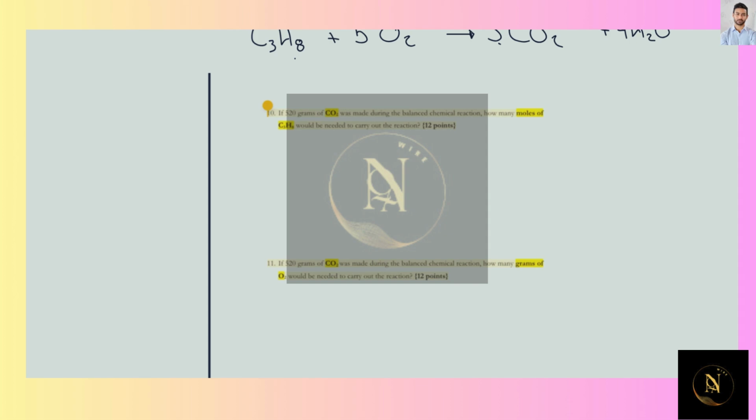So the first one is going to be, if 520 grams of CO2 was made during the balanced chemical reaction, how many moles of C3H8 would be needed to carry out the reaction? So if we start with 520 grams of CO2, we know that CO2 is going to have a molecular weight of 44 grams per mole. Let's set it over here, 44 grams per mole.